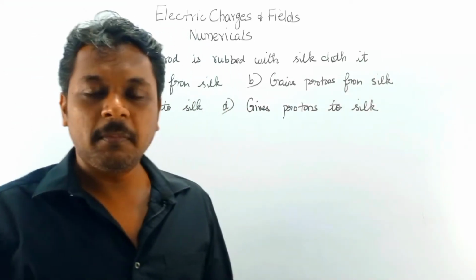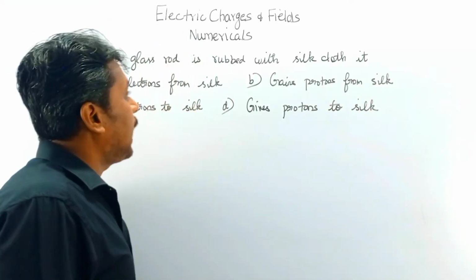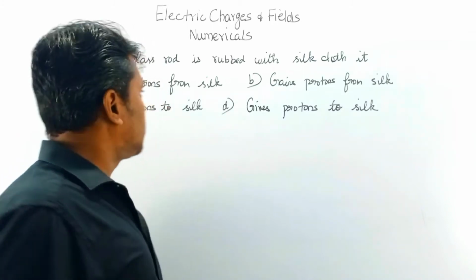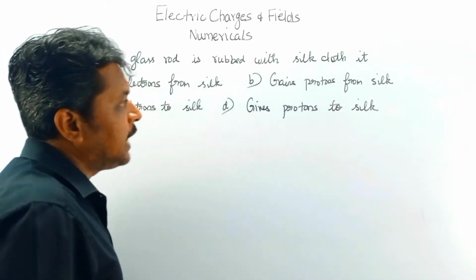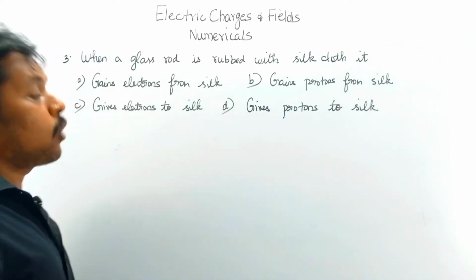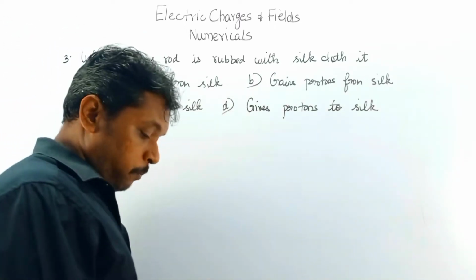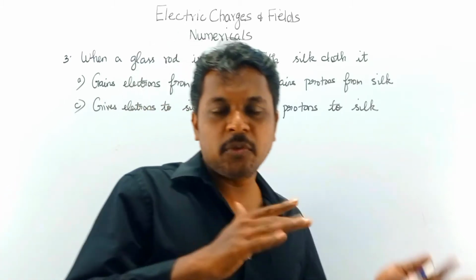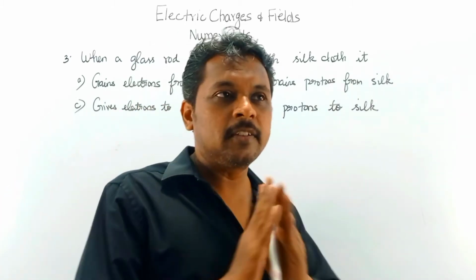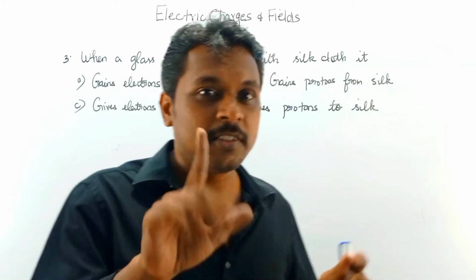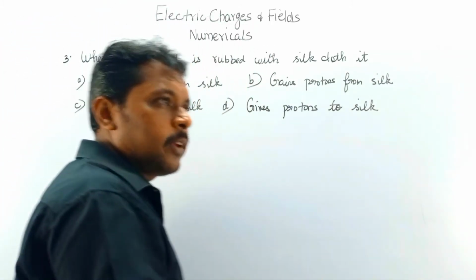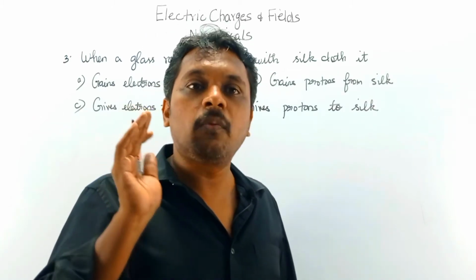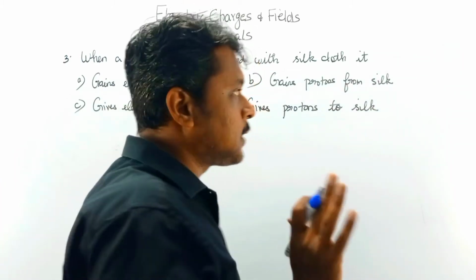Now the third problem. When a glass rod is rubbed with silk cloth, we have four options: gains electrons from silk, gains protons from silk, gives electrons to silk, gives protons to silk. In this charge transfer, there is no contribution of protons. There is no transfer of any protons. Only electrons are transferred.